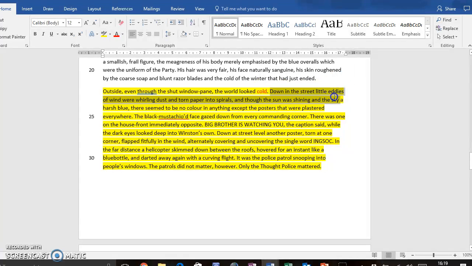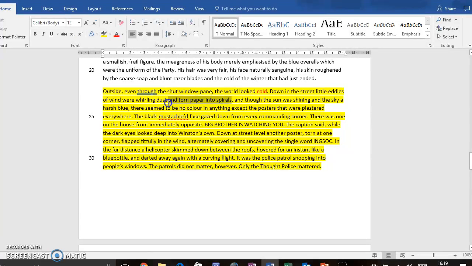Down in the street, little eddies of wind were whirling dust and torn paper into spirals. Oh, so straight away we've got some lovely personification here. So eddies of wind, that's a really particular way of describing that, almost personification you might argue. They're whirling the dust. It seems quite deliberate, this action of whirling the dust and the torn paper into spirals. There's something quite deliberate about this kind of movement of the wind, and how it's moving the dust and the torn paper.